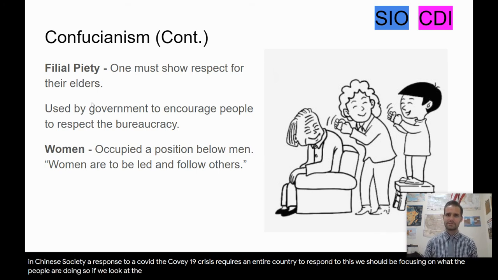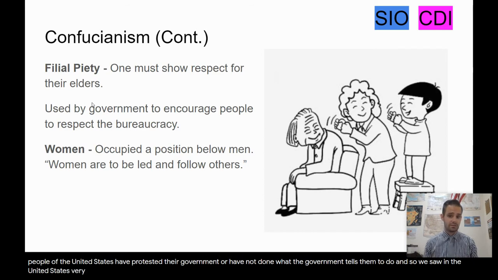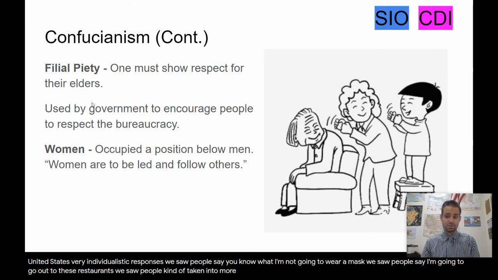So if we look at the United States, it is highly individualistic, and there's been cases in which people of the United States have protested their government or have not done what the government tells them to do. And so we saw in the United States very individualistic responses. We saw people say, you know what? I'm not going to wear a mask. We saw people say, I'm going to go out to these restaurants. We saw people take more individual responses to COVID-19.